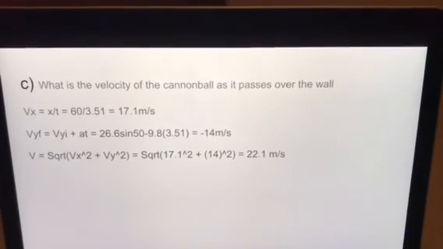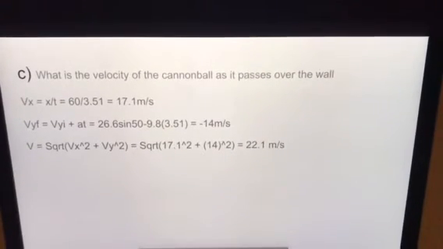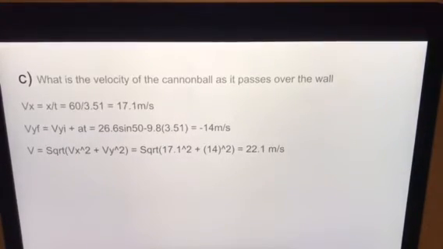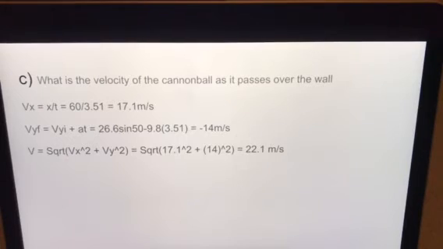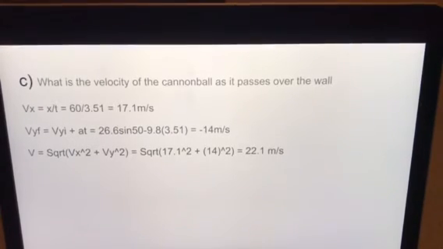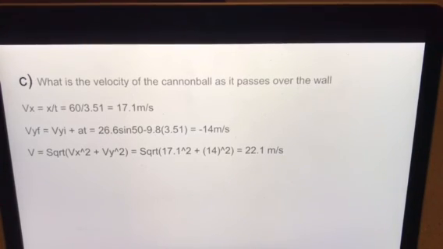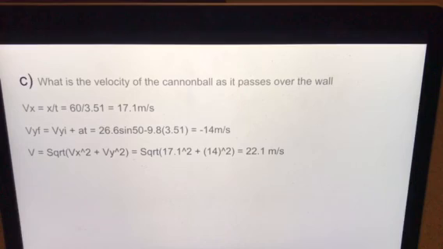Then the final velocity in the y direction is equal to the initial velocity in the y direction plus the acceleration times time, and once you plug in the variables, you get negative 14 meters per second. Then, using the Pythagorean theorem, the velocity is equal to the square root of 17.1 squared plus 14 squared, which is equal to 22.1 meters per second. And that is the velocity of the cannonball as it passes over the wall.